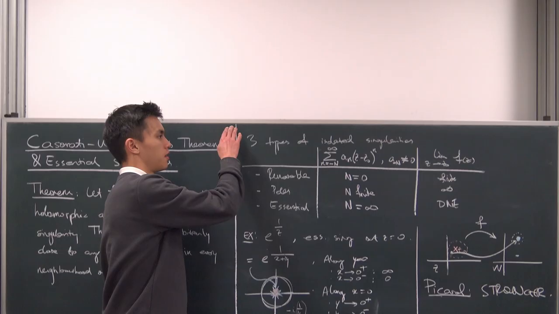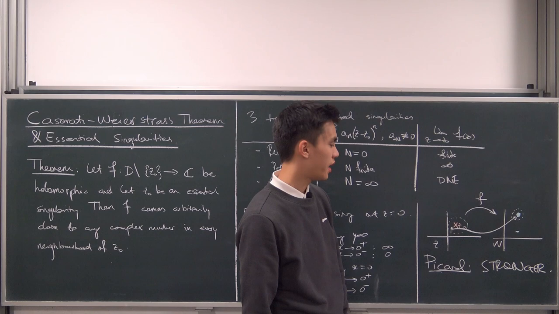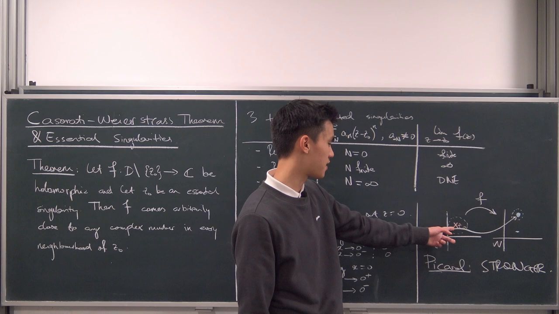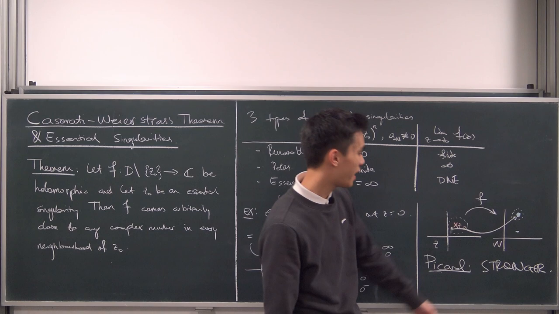Let's put this blackboard right down snugly over here. So first of all, I want to reframe the Casorati Weierstrass Theorem a little bit. Essentially, what we can do is pick any open disk in our input space around our essential singularity, and there's a point which maps to some disk around the points we're interested in, in the output space. So let's say the radius of this disk in the input space is delta, and the radius of the disk in the output space is exactly epsilon.